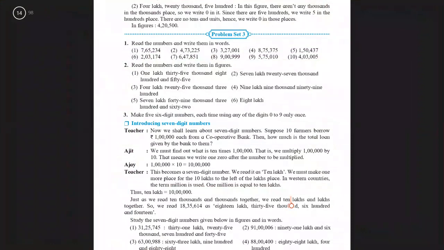Fourth sum. 9,09,099. Now look carefully, children. 9 lakh. So under L, I'm going to put 9. 9,000. So under 10,000's place, there's nothing. So I'm going to put a 0 there. 9,000. So under thousands place, I'll put a 9. 99. That means under hundreds place, there's nothing. So I'll put a 0. 99, which will be tens and the units place.